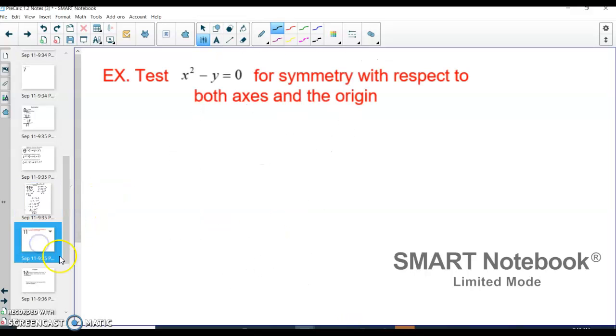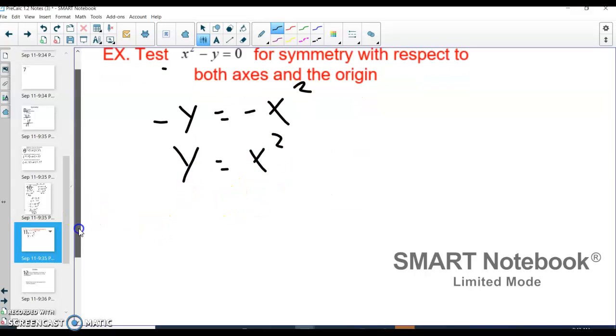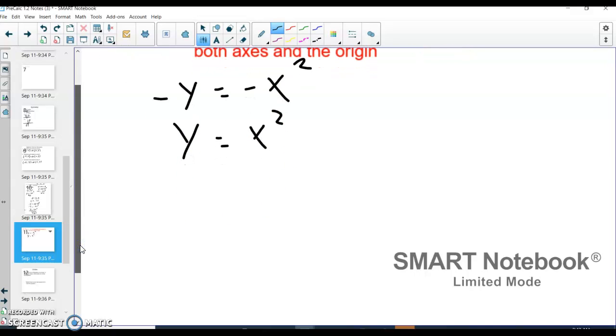Okay, we can do another one here. If we're going to test this, I want to rewrite it as negative y equals negative x squared, by subtracting over the x up here. I'm going to divide both sides by negative 1, so this is really y equals x squared, and now I'm going to test it. I wanted to get it into a more standard form before I test it, and then I can do my x, y, and origin symmetry again.